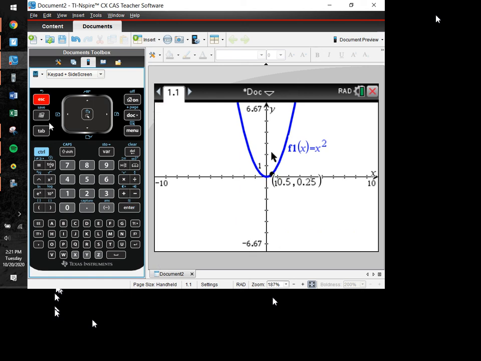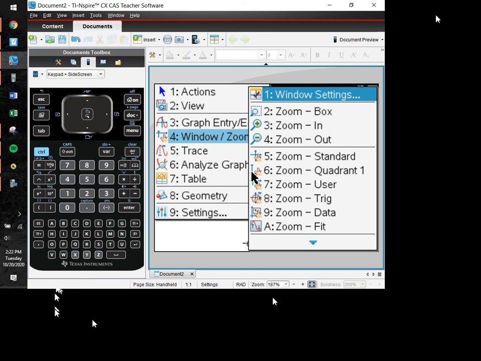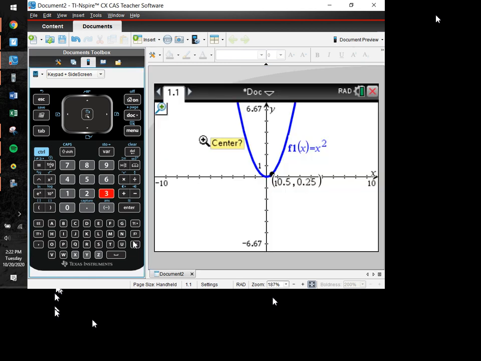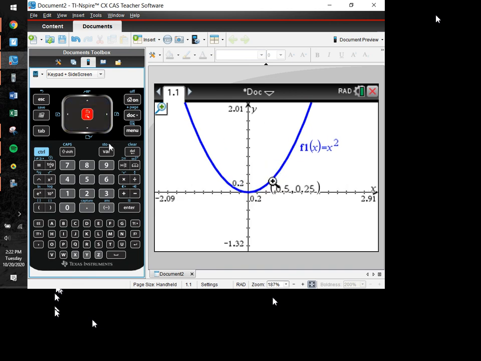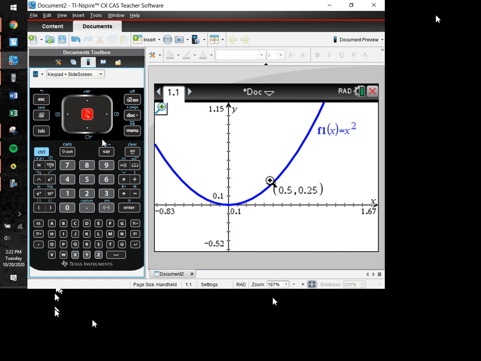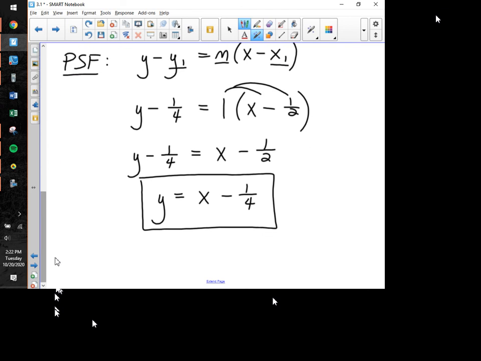So that black dot, everybody, that's our point of tangency. And just to see things a little bit better, I'm going to go to number 4, Windows Zoom, and hit number 3 for zoom in, and I'm going to drag my cursor over to that point of tangency, and tap the center of the D-pad, I don't know, 3 times maybe? Something like that, just so we can see a little bit better what's going on right here. So there's the point of tangency. And we think, we don't know yet, but we think we've come up with the equation of the line that is tangent to this curve at that point. And we think that equation here, everybody, is y is equal to x minus 1/4.